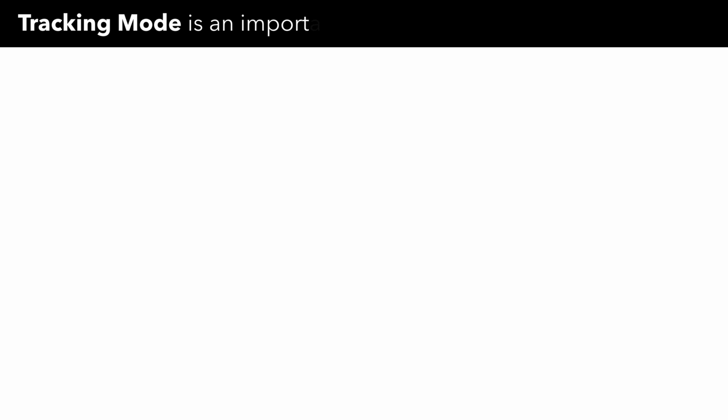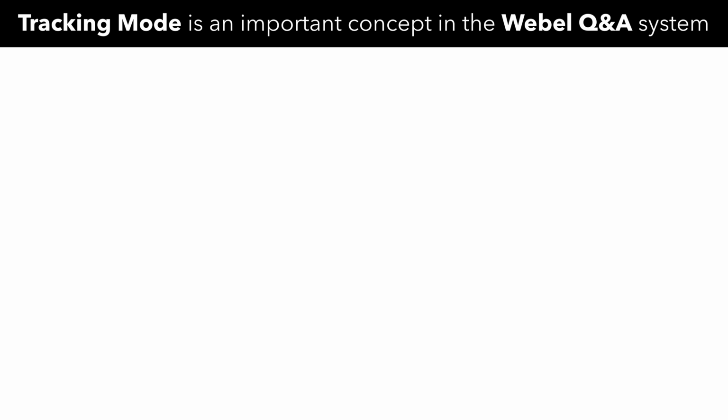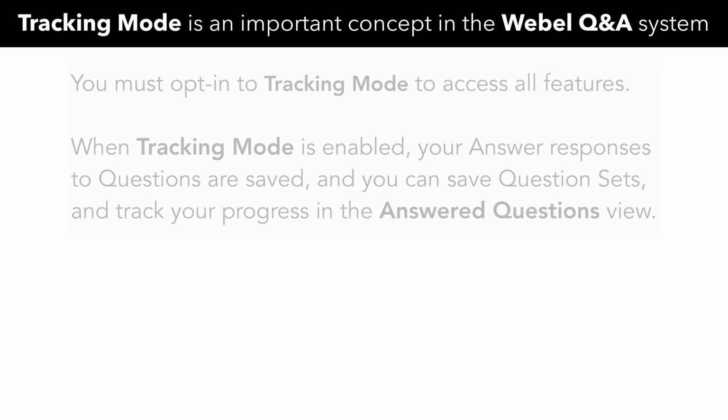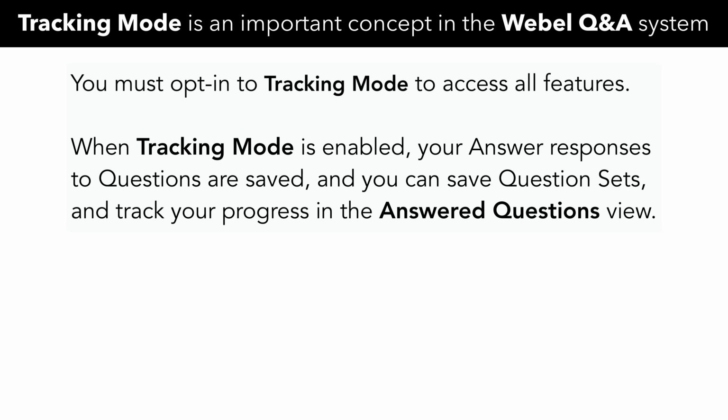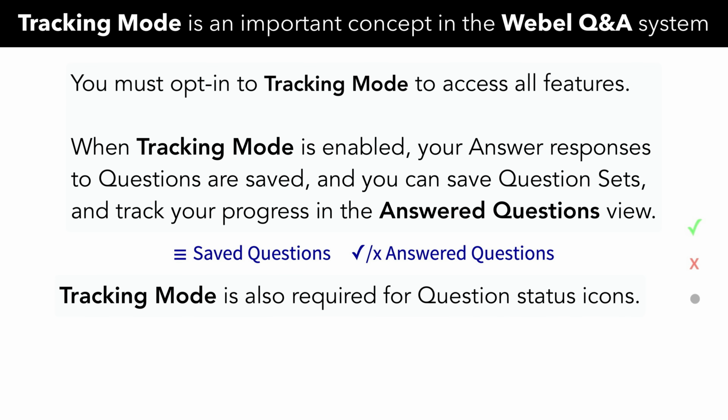Tracking mode is an important concept in the Webel Q&A system. You must opt in to tracking mode to access all features. When tracking mode is enabled, your answer responses to questions are saved, and you can save question sets and track your progress in the answered questions view. Tracking mode is also required for question status icons.